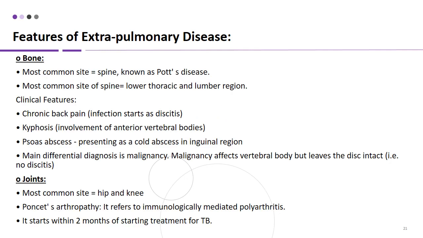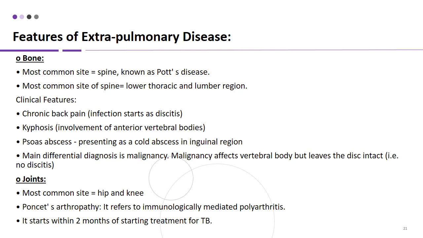So in bone involvement, when the TB infects the spine, it is known as Pott's disease, and it is the most common site of tuberculosis in the bone. And in the spine, it will mostly affect the lower thoracic and lumbar region, and it will distort these regions, resulting in kyphosis, that is involvement of anterior vertebral bodies.